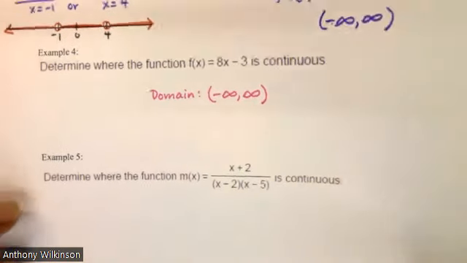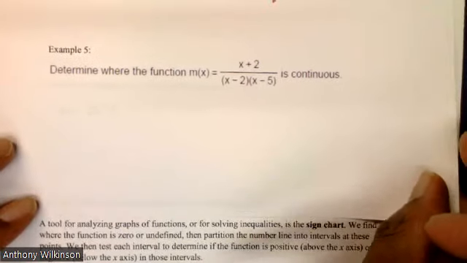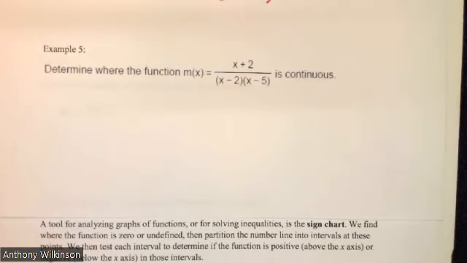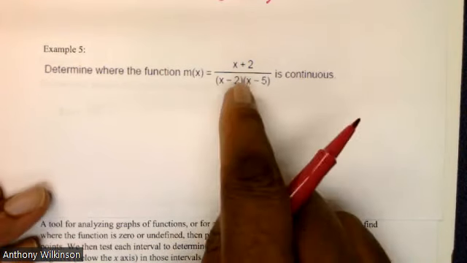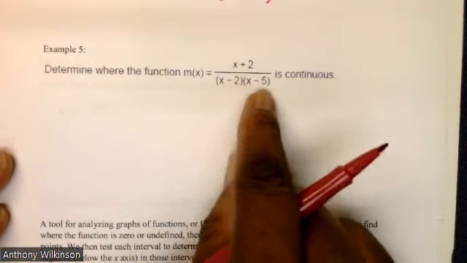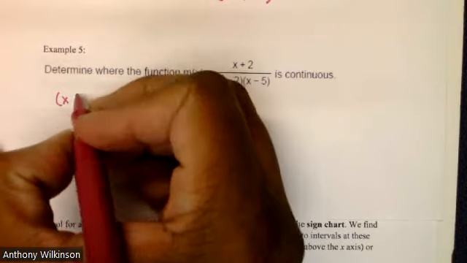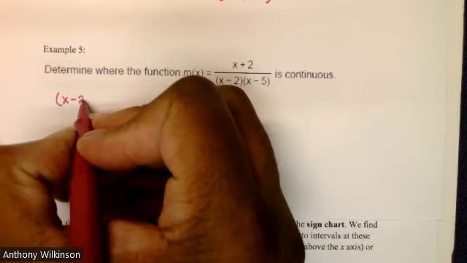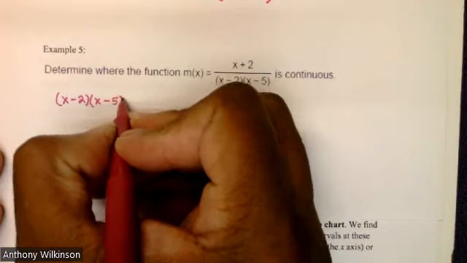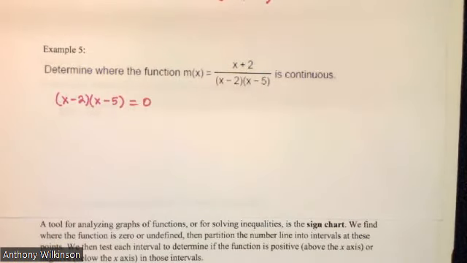All right, here's another example. Another rational function. In this case, determine whether the function m of x equal to x plus 2 divided by x minus 2 times x minus 5 is continuous. Well, here we got a rational function where the variable is in the denominator. So we're going to take what's in the denominator, which is your x minus 2 times x minus 5, set that to be equal to 0 because we want to find out what values of x would give us a 0 in the denominator.